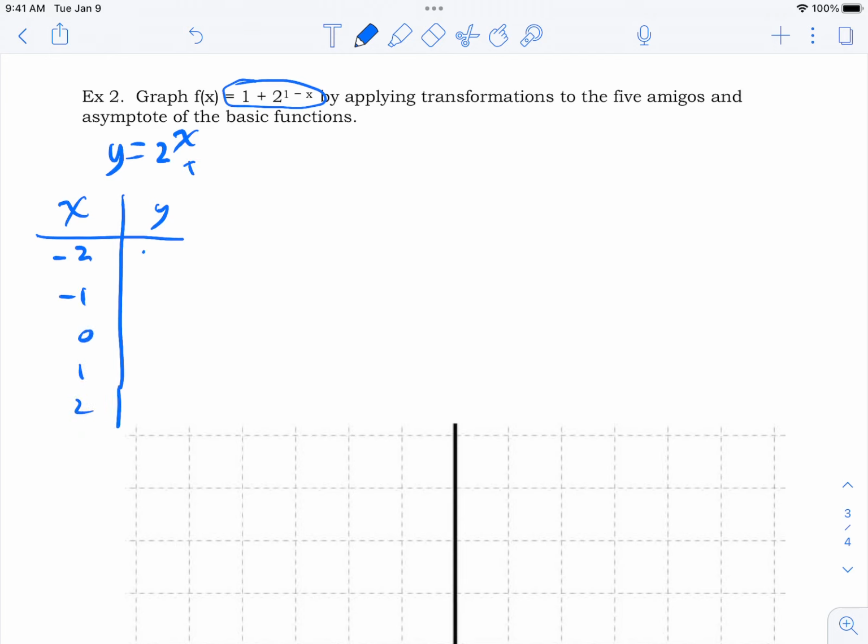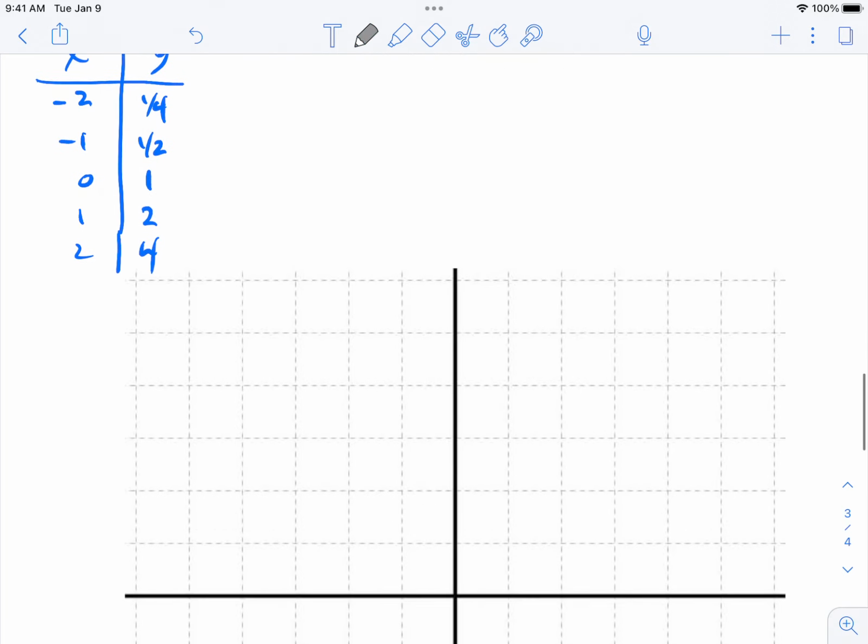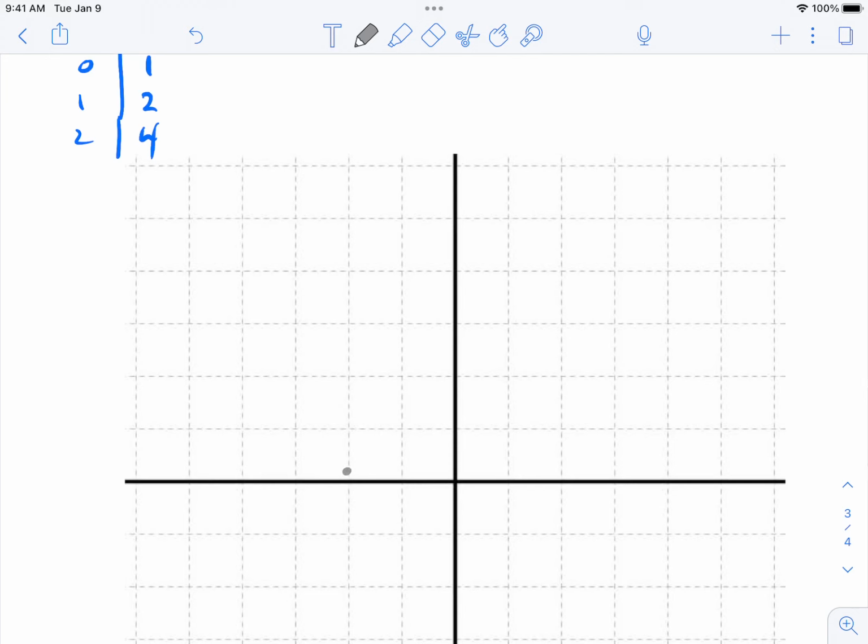2 to the -2 power is a fourth. 2 to the -1 power is a half. 2 to the 0 is 1, 2 to the 1 is 2, 2 to the 2 is 4. There's my 5 amigos. And I'll graph them in gray right now. So -2, 1/4 is about there. -1, 1/2, 0, 1, 1, 2, 2, 4. This would be an asymptote. Anyway, it's going something like this. So there's our original function, our 2 to the x function.